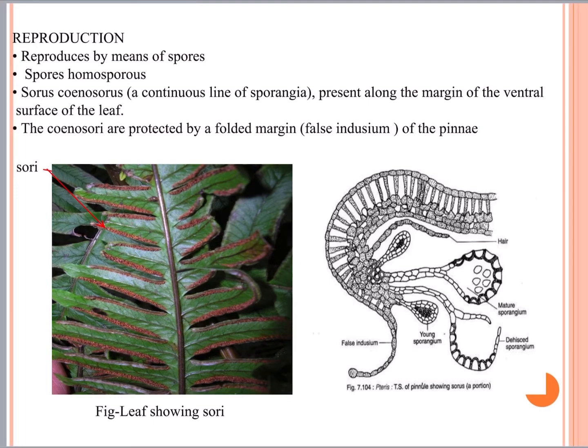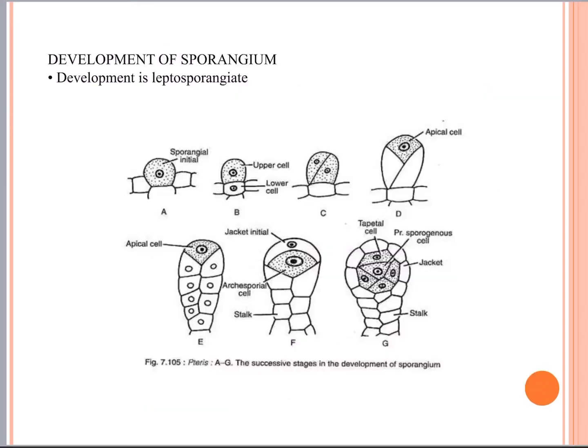You can see in the picture, that is the ventral surface of the leaves, and there is a continuous line of sori present. So this condition is known as coenosorus. The coenosori are protected by a folded margin, also known as false indusium of the pinnae. You can see in the second picture, towards the edge there is a folded margin, and this is known as false indusium.